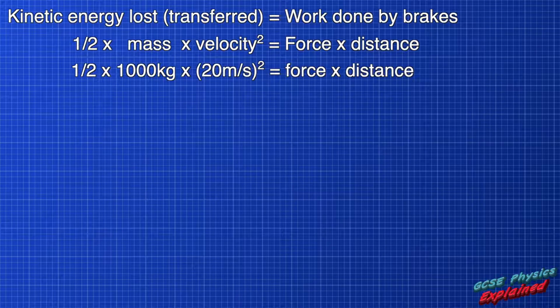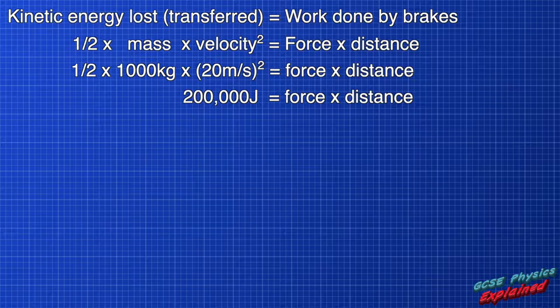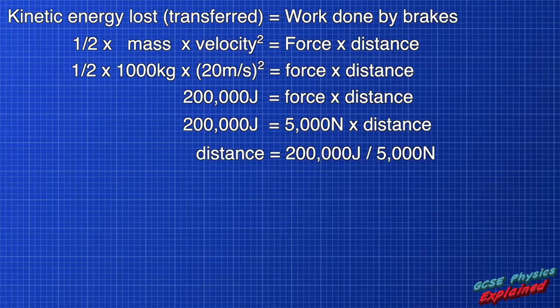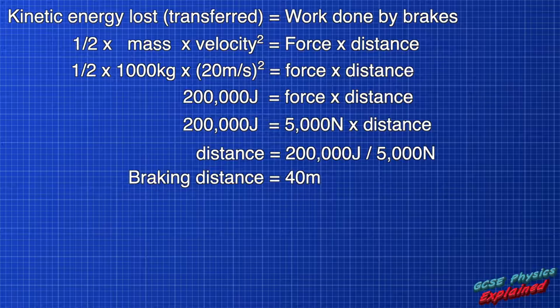If the car is 1,000 kilograms and it's moving at 20 meters a second, its kinetic energy is 200,000 joules. If the driver applies 5,000 newtons of braking force, we can rearrange the equation to calculate how far the car will travel under the braking force. In other words, we'll be able to calculate the braking distance. The braking distance in this example is 40 meters.